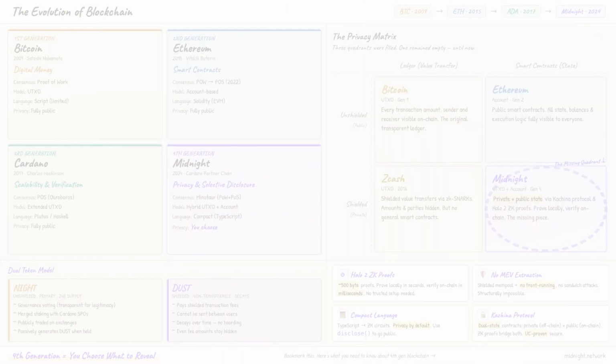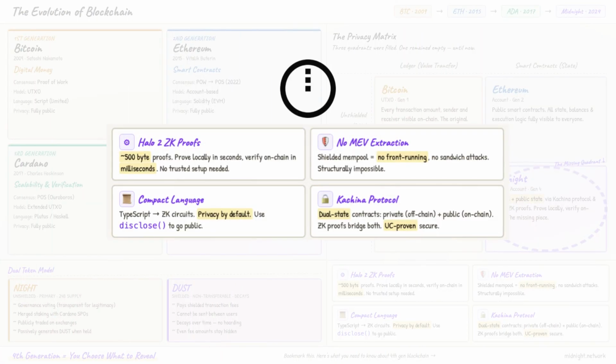Let's look at some technical specifications. The language it uses is called Compact. This is Midnight's smart contract language, and it's designed to feel familiar. If you know TypeScript, you can read Compact. The syntax is intentionally TypeScript-like to minimize the learning curve. But under the hood, Compact compiles down to zero-knowledge circuits. You write what looks like normal code, and the compiler transforms it into cryptographic proofs. That's the magic trick.